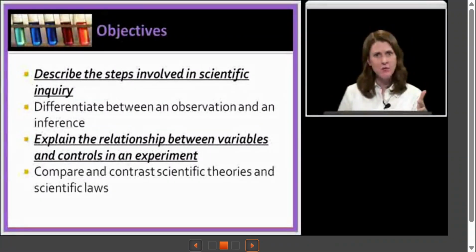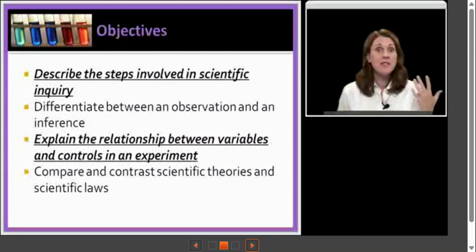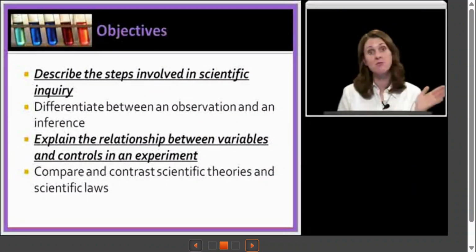Our last objective we can't get to until after this discussion, because that involves theories and laws, which we would never have without these controlled experiments and conclusions of these experiments. So our last objective we'll get to in the last section for scientific inquiry.